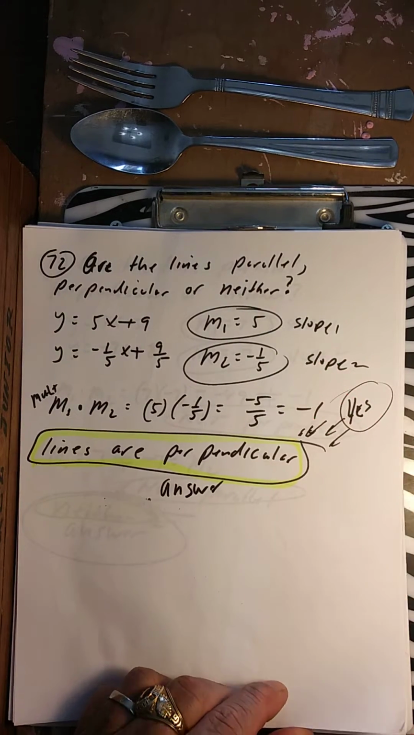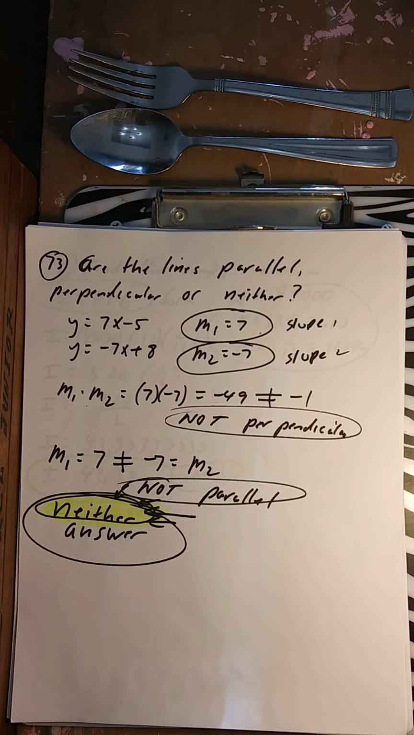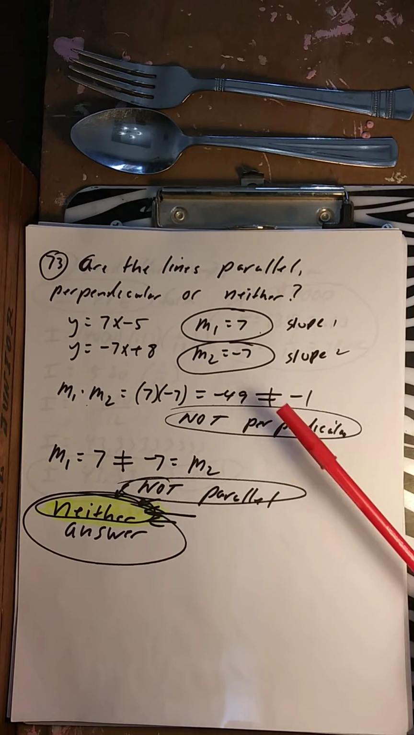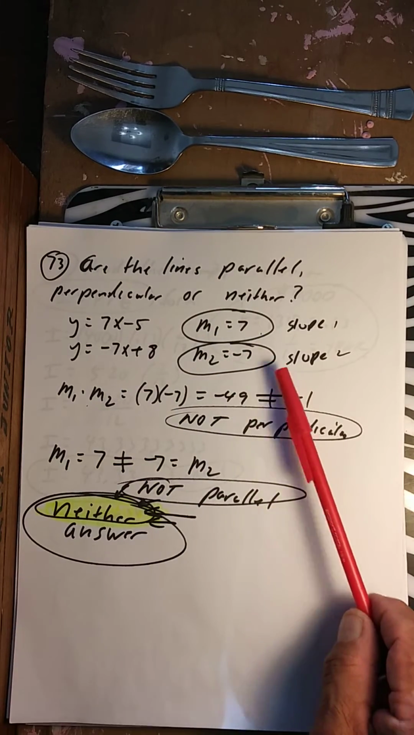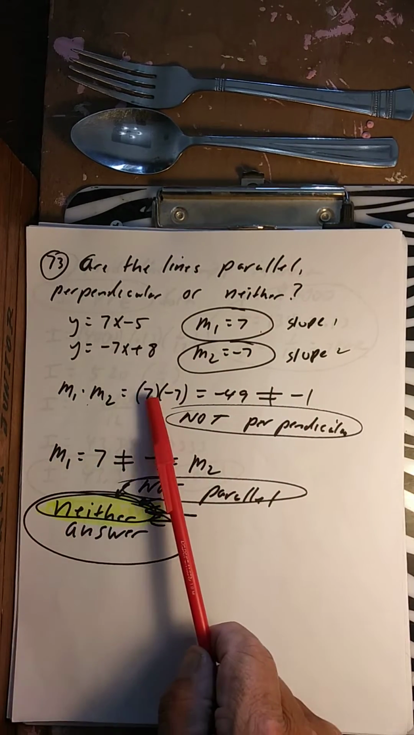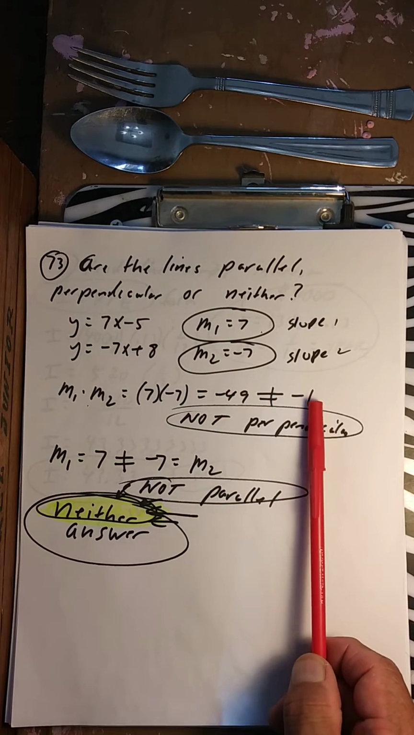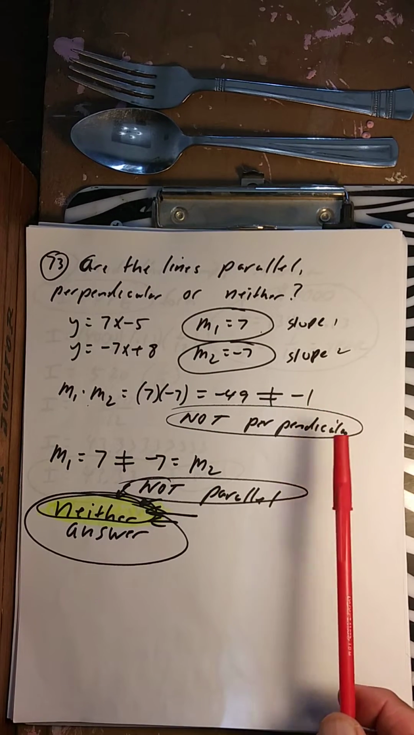Are the lines parallel, perpendicular, or neither? Okay, let's find out. The slope is 7. The other slope is -7. So now, m1 times m2 is 7 times -7, which is -49. No, that's not -1. So it's not perpendicular.